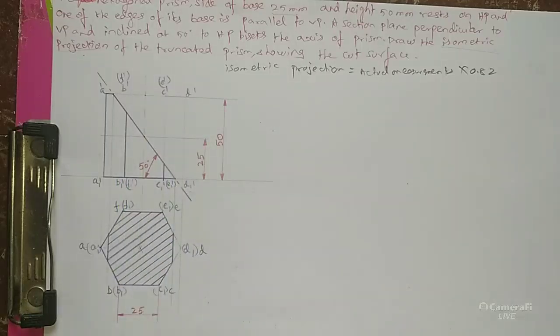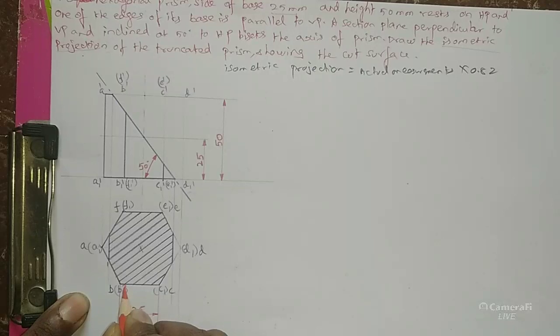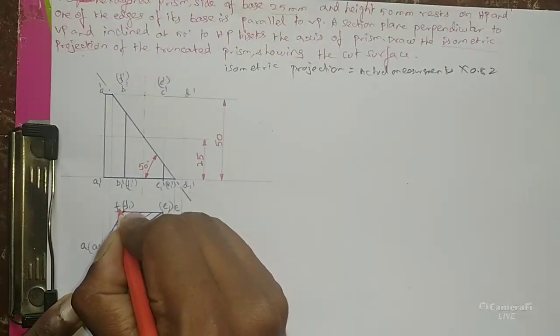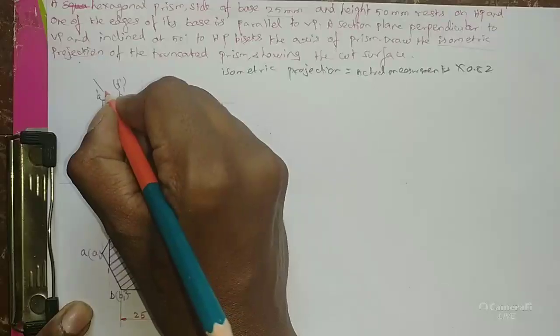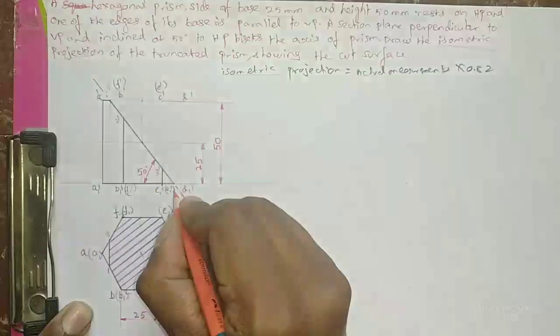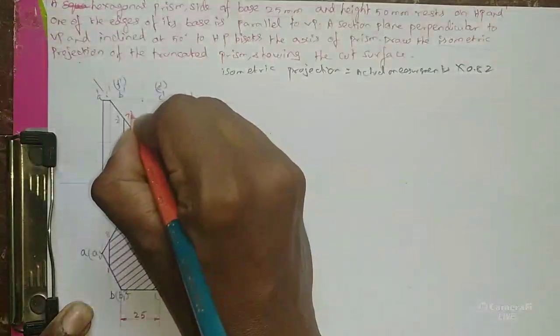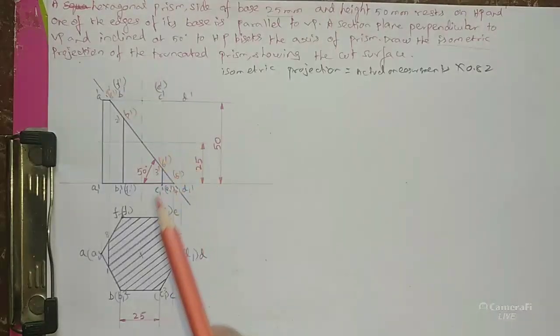Now we have to name the points. Let me start from the top view. Let this be 1, this is 2, this is 3, this is 4, this is 5, this is 6, this is 7, and finally this is 8. Similarly, name the points in the front view as 1 dash, 2 dash, 3 dash, 4 dash, 5 dash, 6 dash, 7 dash, and the last point. So this is the way to name the sectional points.